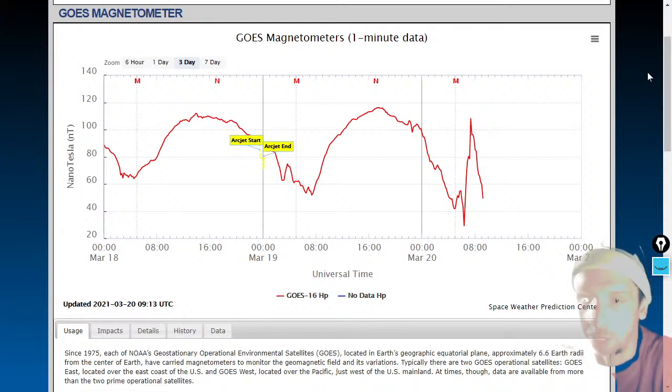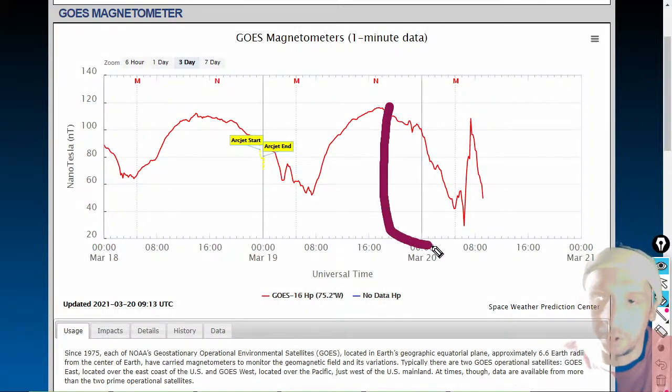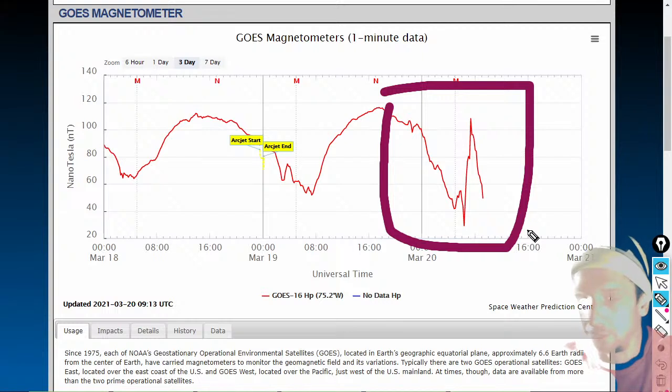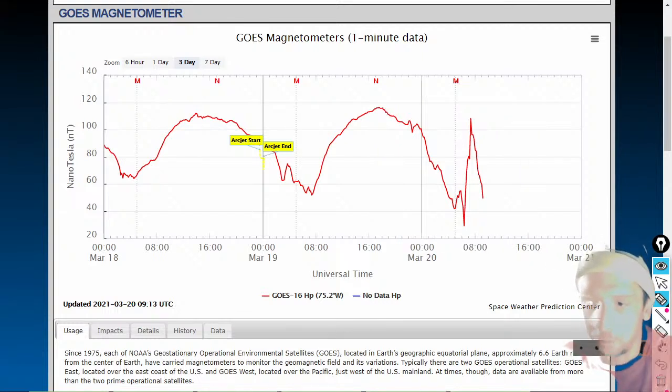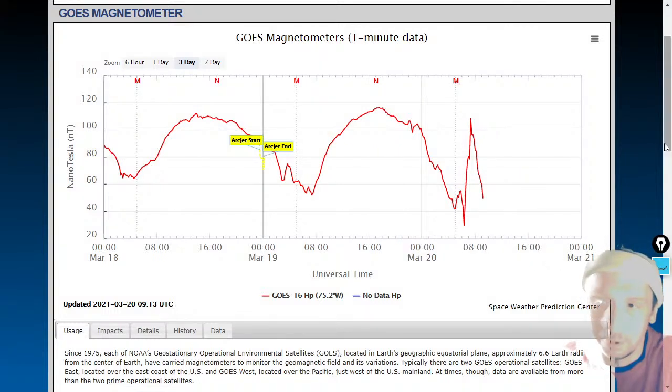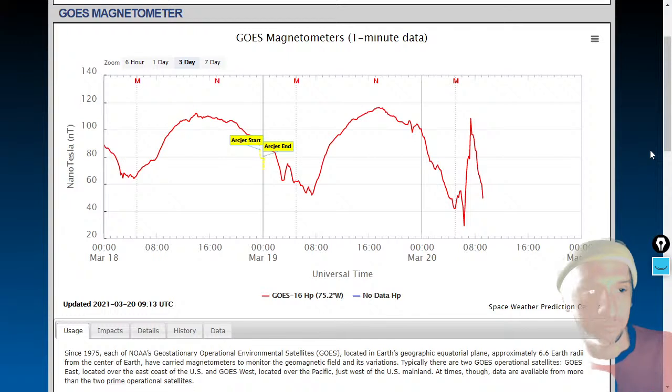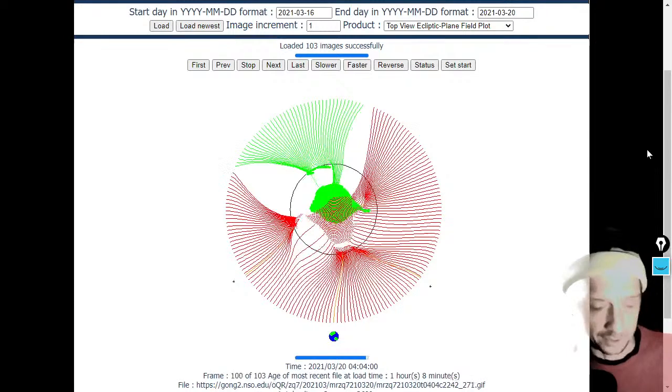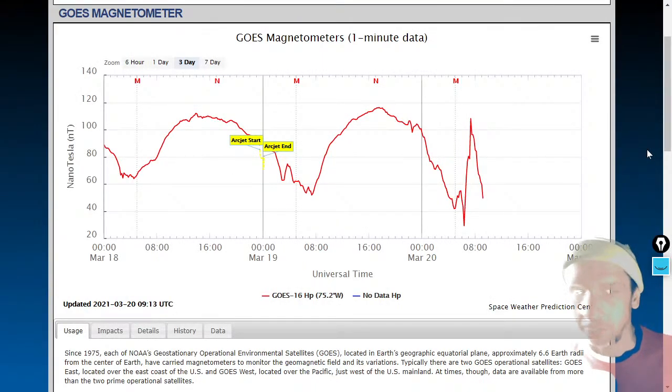The GOES magnetometer is showing some big spikes here, and no surprise, as the coronal hole wind stream has just arrived. We saw solar wind densities all the way up to over 60 protons per cubic centimeter, about 12 times what they were yesterday. So no real surprise there, as there is a giant string of solar protons between Earth and the Sun right now.